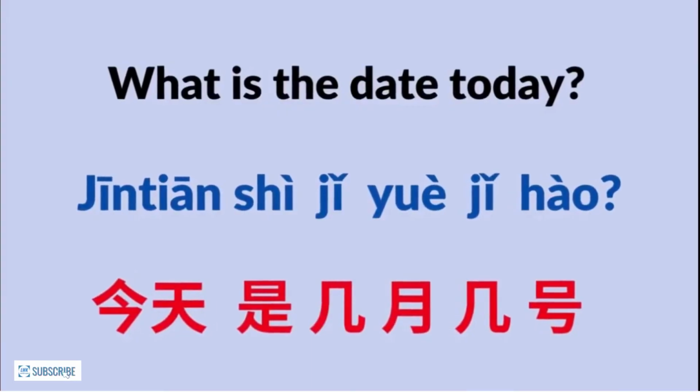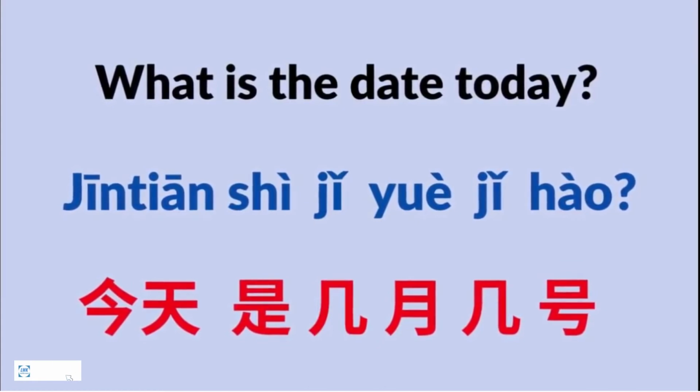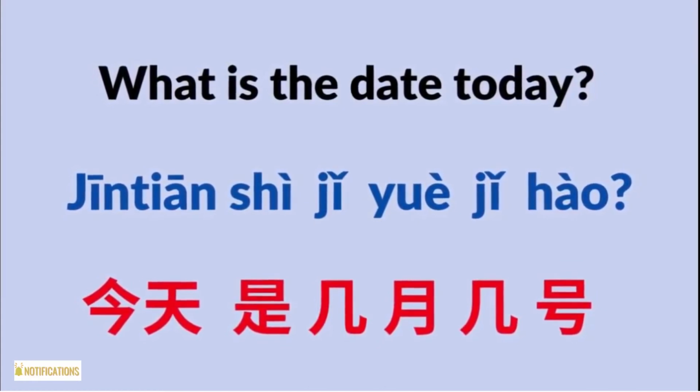If someone asks what is the date today, how do you say it in Chinese? We can say 今天是几月几号. 今天 means today. 是 is "is". Ji is the question word used to ask about numbers. Yue is month. Hao is the date. 今天是几月几号? What is the date today?